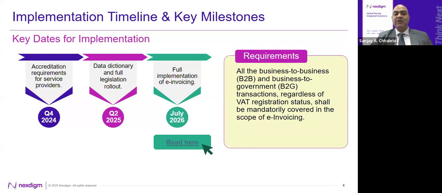So the requirement which they've come out with very clearly is that all business to business, which is your B2B invoices, and business to government transactions, regardless of VAT registration, will be mandatorily covered in the scope of e-invoicing. So you don't have to be VAT registered to comply with e-invoicing. Whoever is not VAT registered will also get covered as part of it, for all the B2B and B2G invoices.